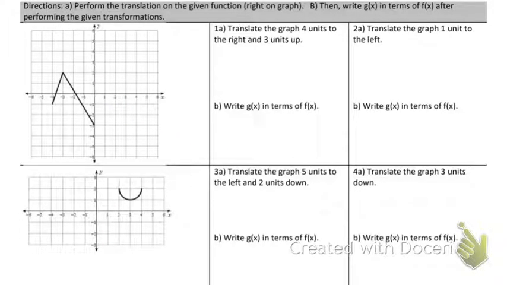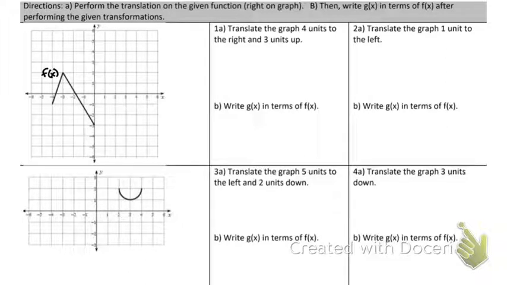So first thing we have to understand is this graph, as you see in the directions, is called f of x, okay? So think of this as its name. So this graph name is function f, okay? So function f, we are going to translate. Translate is just a fancy way of saying move. We're going to move this graph 4 units to the right and 3 units up, okay?